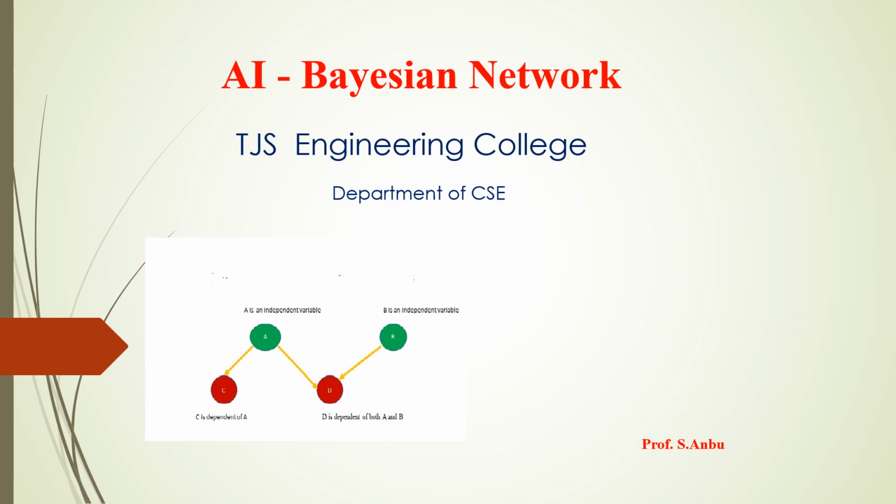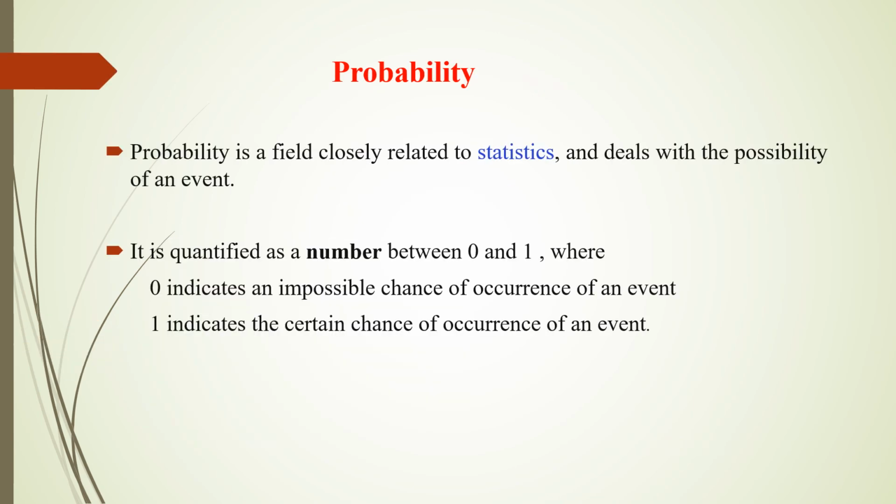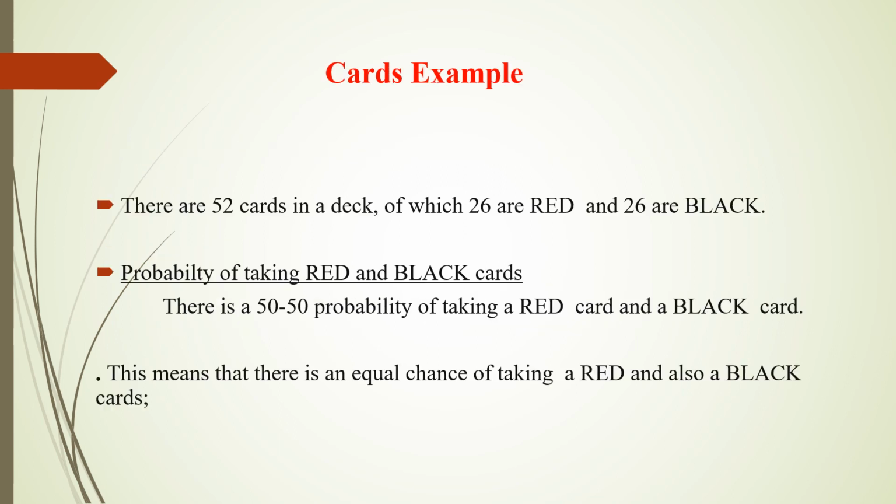Students, good morning. Today we are going to see Bayesian network in artificial intelligence. What is probability? It is a field closely related to statistics and deals with the possibilities of an event. And it is quantified as a number between 0 and 1. 1 means occurrence of event and 0 means non-occurrence of event.